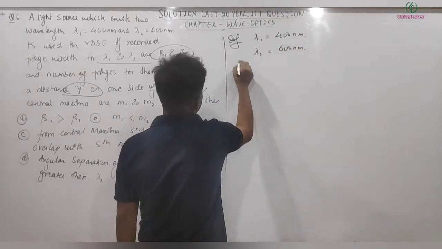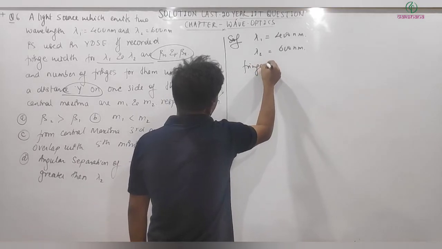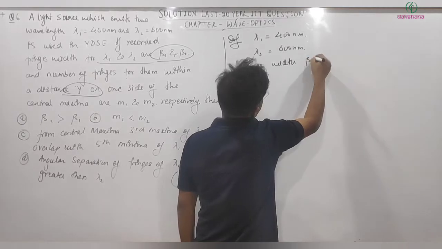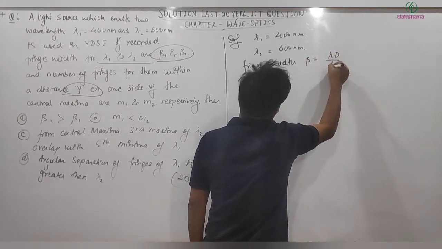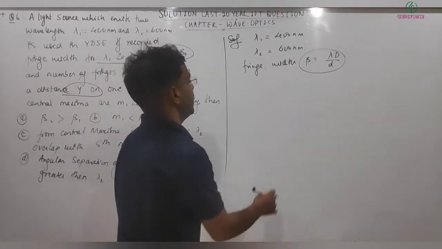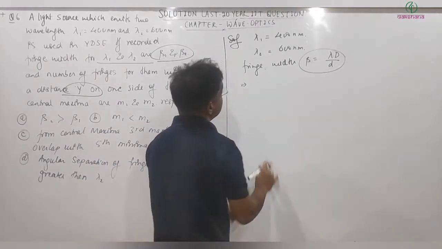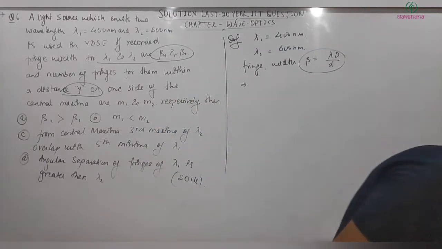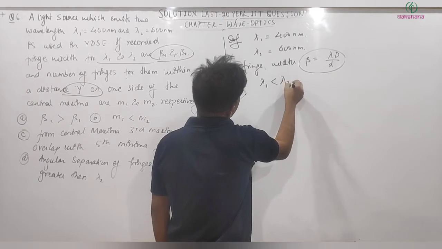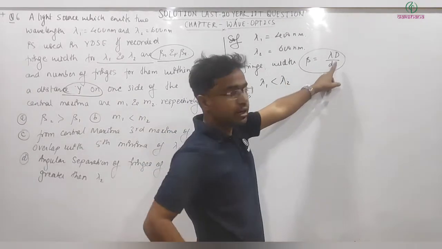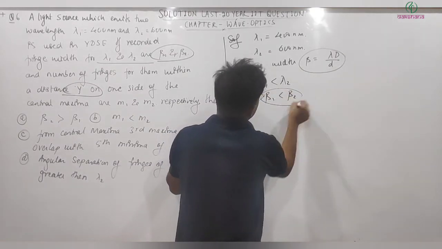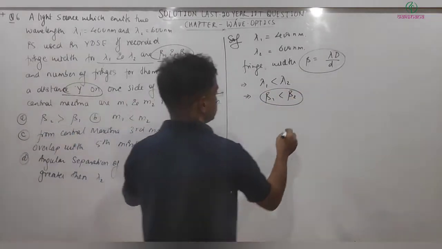First it's talking about fringe width that is equal to beta, and we know it's equal to lambda D by small d. So capital D and small d both are remaining same, and here it's clearly mentioned lambda 1 is less than lambda 2. What it implies, beta is directly proportional to lambda, so that means beta 1 is less than beta 2. And what is the first option? So beta 2 is greater than beta 1.